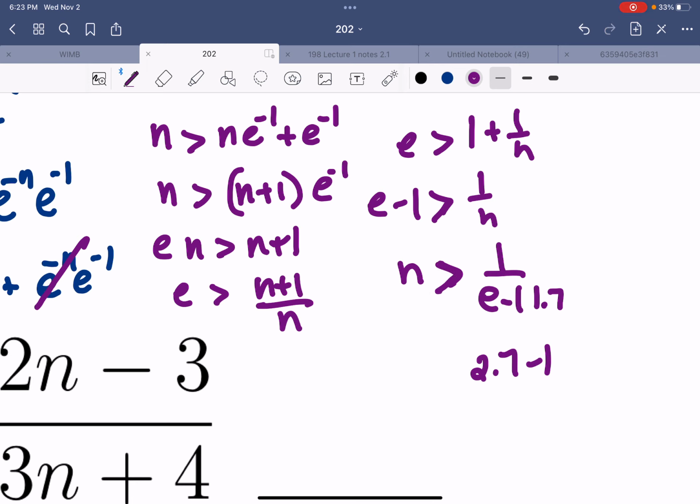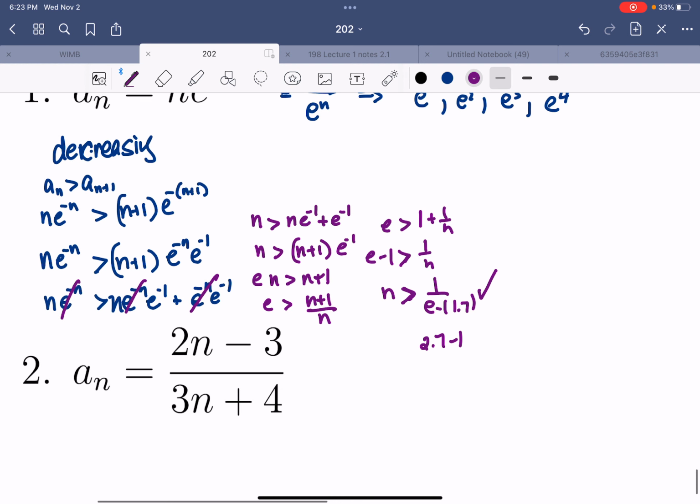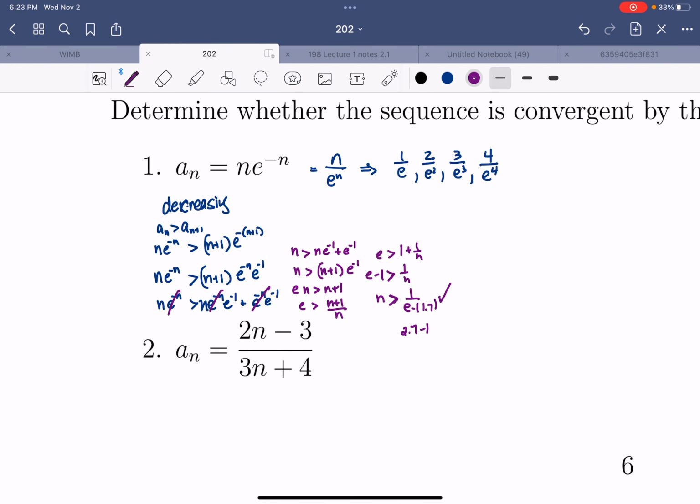So for all n greater than this number, which is less than 1, then n is greater than this value. Our n are all greater than or equal to 1, which is greater than this number. So that checks out. So this is in fact decreasing. Now, it is decreasing, so I need to show that it is bounded below. Because if it's going down, I need to show that there's some bottom number that it doesn't cross.